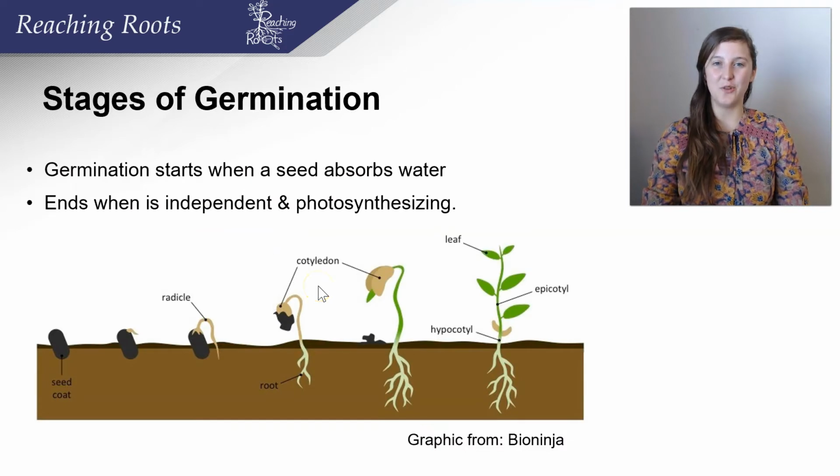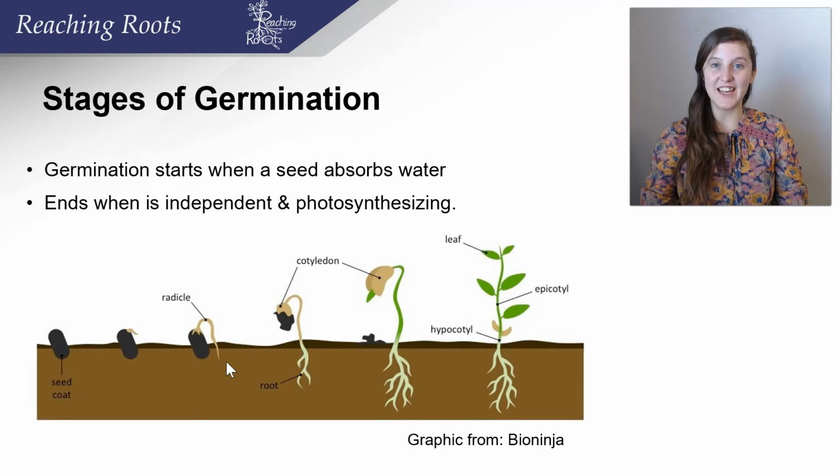Plant life starts with germination. Germination starts when a seed absorbs water. That softens the seed coat and initiates biological processes inside the seed that get the plant ready to start growing. After the seed coat is softened and the biological processes start initiating, the radicle first appears.